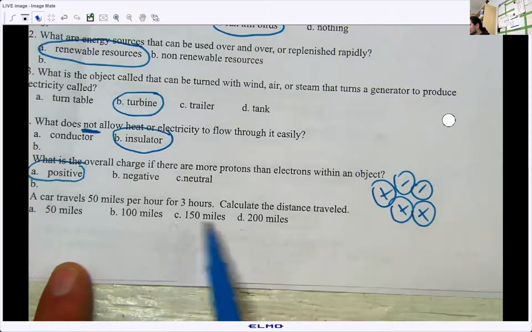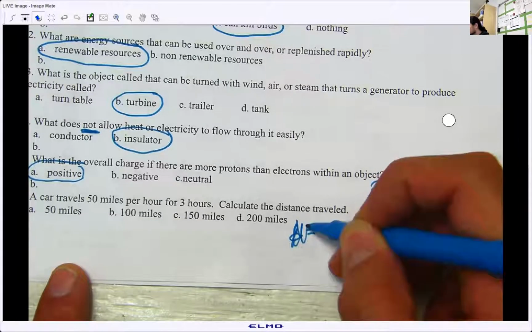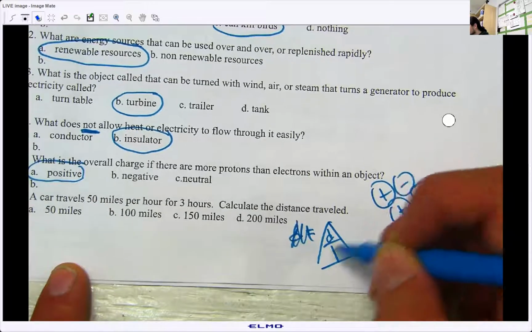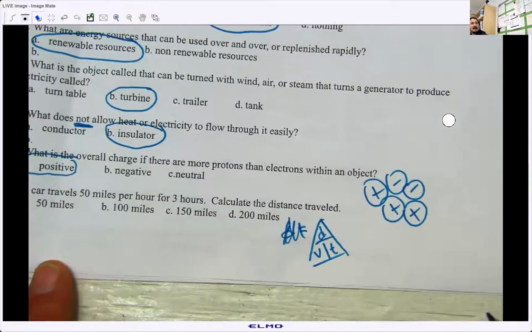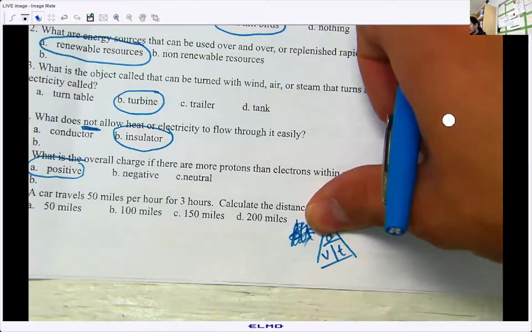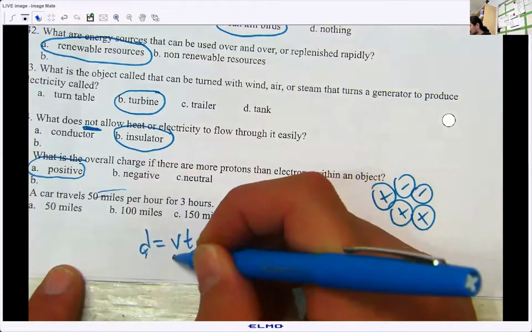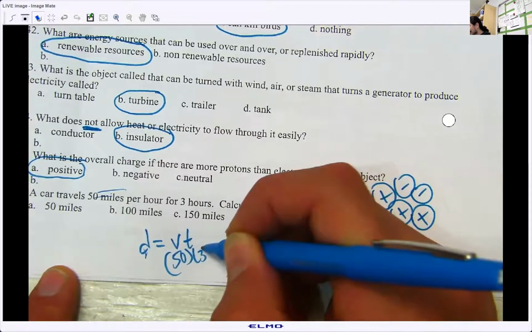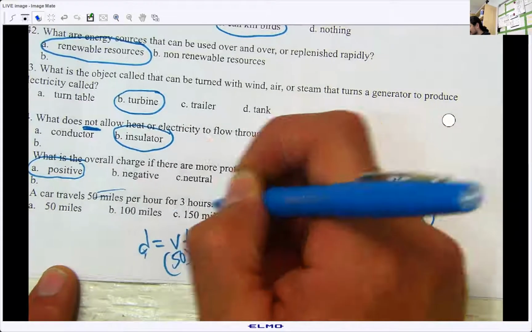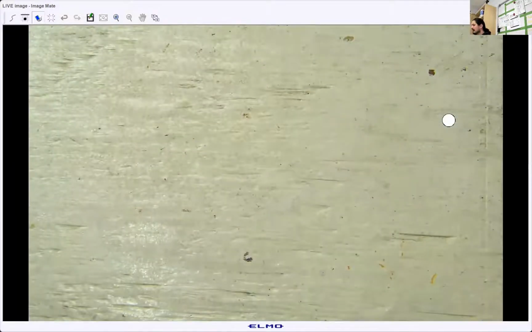A car travels 50 miles per hour for 3 hours. Calculate the distance. You'll have this distance from a triangle. Let's show a triangle. Distance is on top, velocity is in the lower left-hand corner, time is in the lower right-hand corner. Cover up distance, I'm left with velocity times time. So distance equals velocity times time. Here's the velocity, 50 miles per hour. The time is 3 hours. If I calculate that, that ends up being 150. Everyone good on that? You will have the triangles on your exam. All right, couple more.